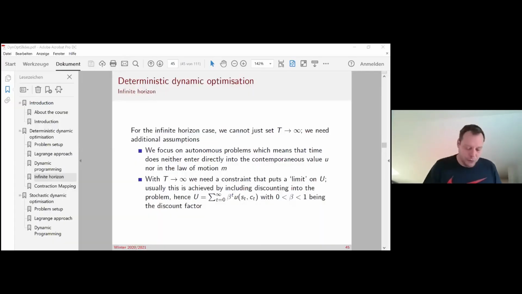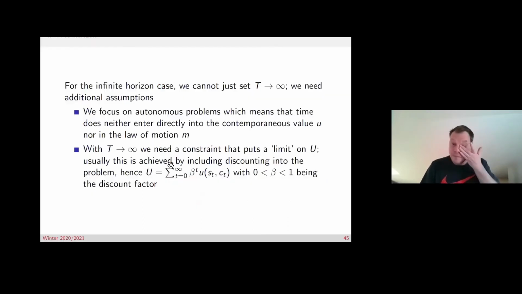Okay, so having said that, can you see my screen? Go to presentation mode. Yeah.